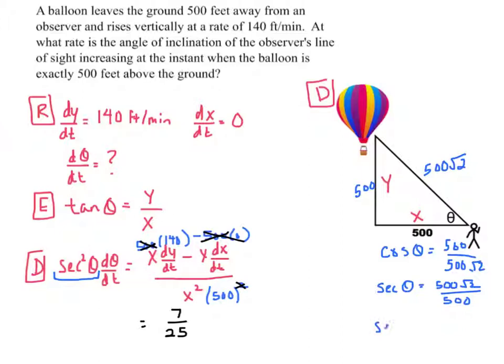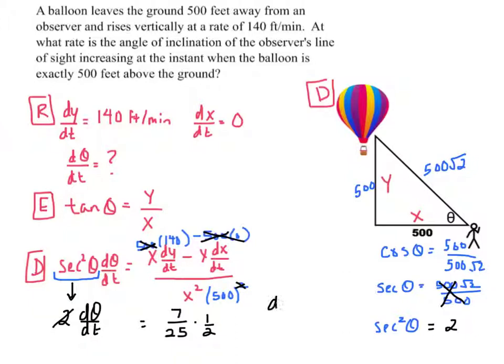So secant is the reciprocal, so just flip it. So secant squared, of course we would just square this. Now I want to make this, okay, 500 divided by 500 is 1, so that's gone. The square root of 2 squared is just 2. So I can replace secant squared with just 2. I still have d theta dt. Dividing both sides by 2, same as multiplying by 1/2.